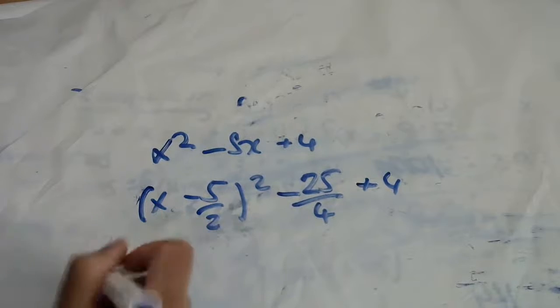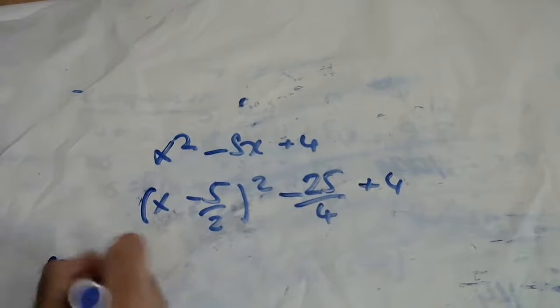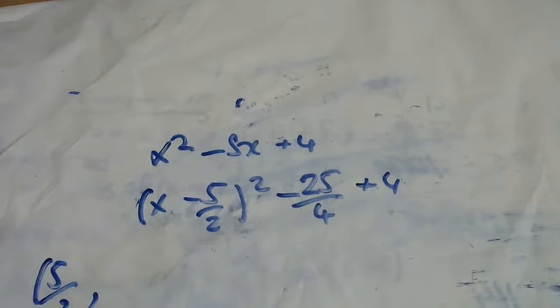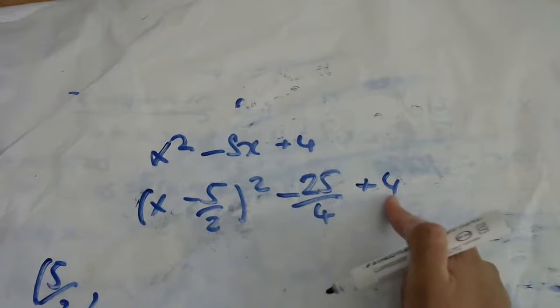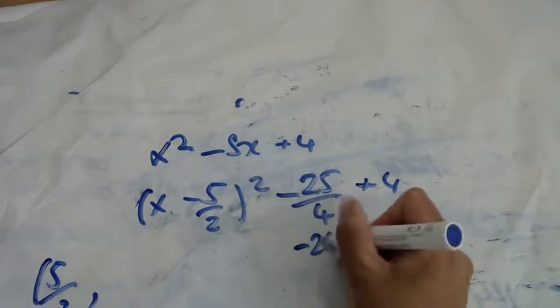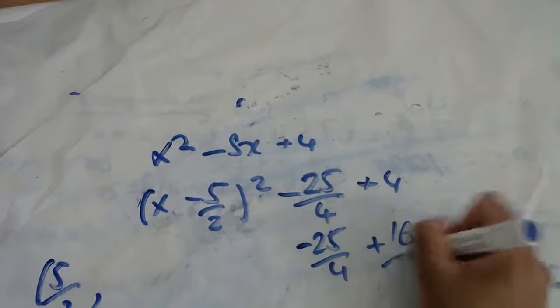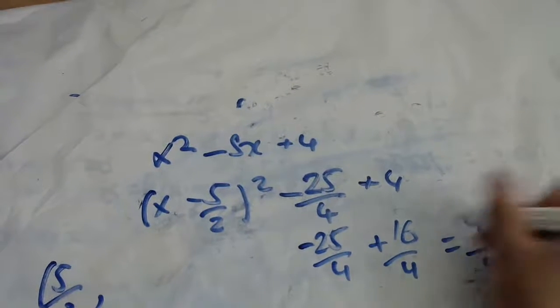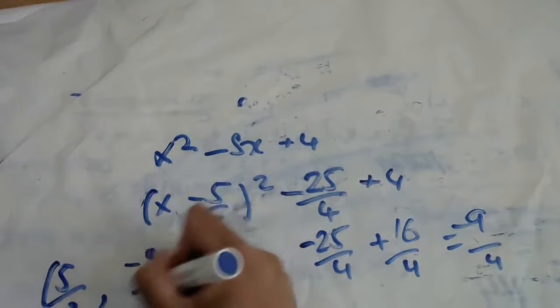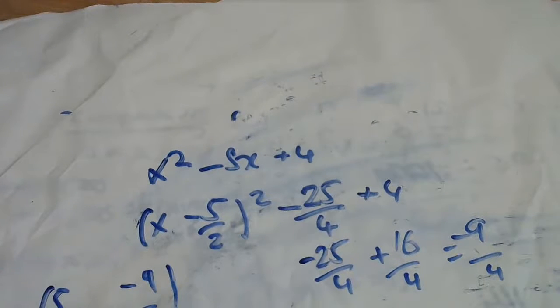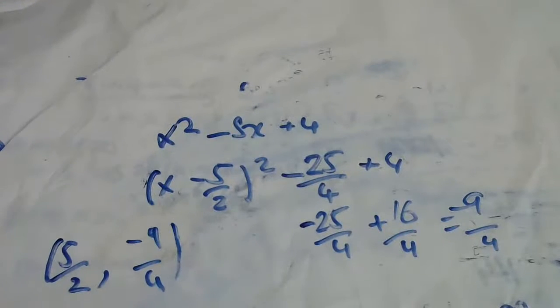So if you look at that, your first coordinate will be 5 over 2. That's pretty simple. This guy here, we've got to sort out the fraction. So that's going to be, what, 16 over 4? So you've got minus 25 over 4 plus 16 over 4, which gives you 9 over 4 negative. So your other coordinate is 9 over 4 negative. All right? So that's how that one plays out.